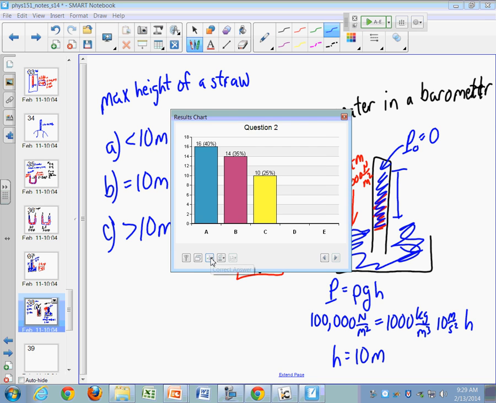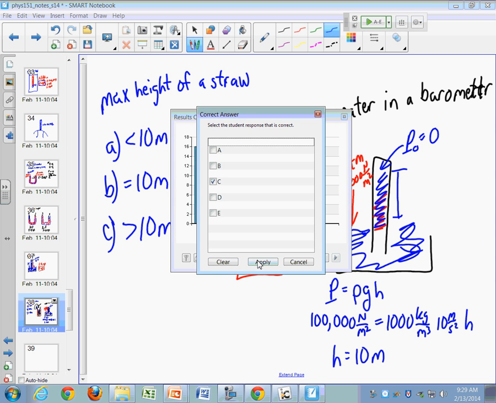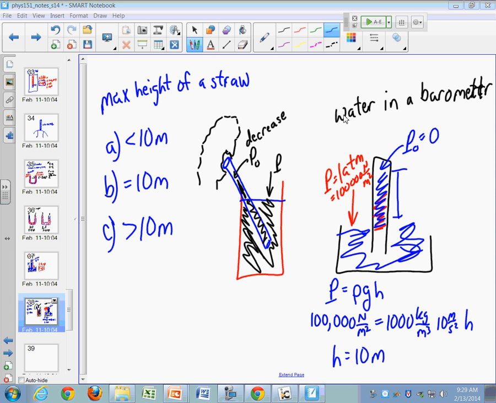Okay. I have a little video I want to show you about this. The answer is C. In order to take liquid up into the straw, think about this when you're at lunch today, if you use a straw, I have to create a low pressure area right here. What's the lowest pressure that I can create in my straw?